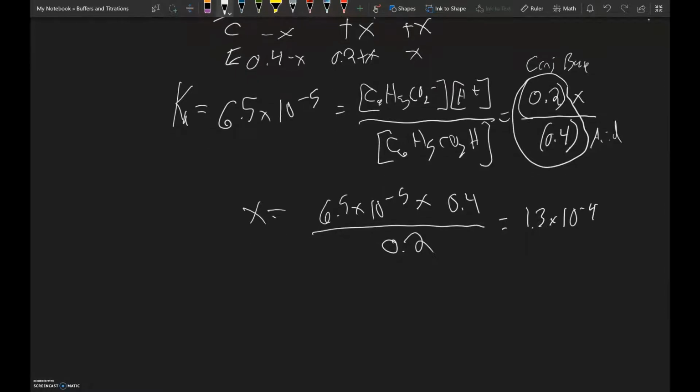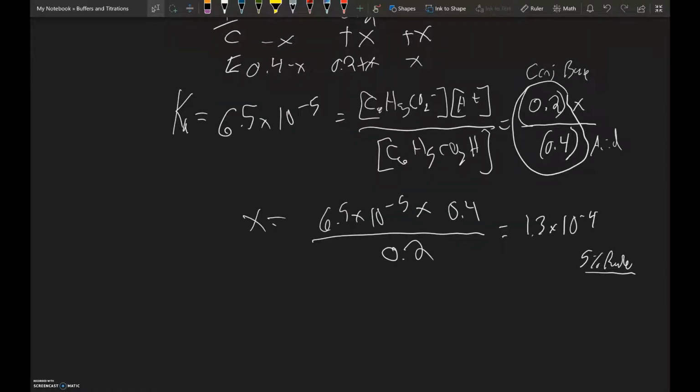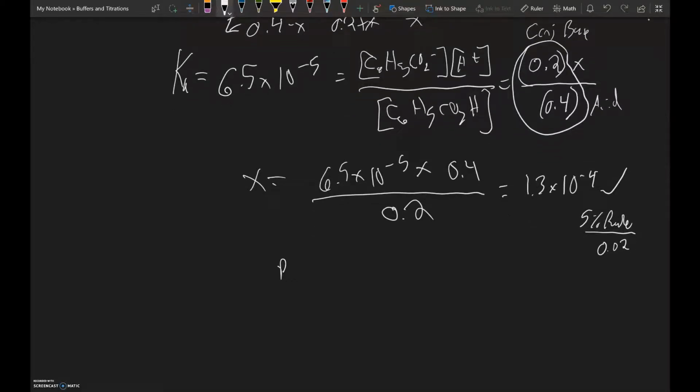Just like before, we need to figure out the 5% rule, and we're going to take 5% of 0.4. So 5 times 0.4 gives me 0.02. So this x is fine. Our pH for this solution will be equal to the negative log of 1.3 times 10 to the negative 4.